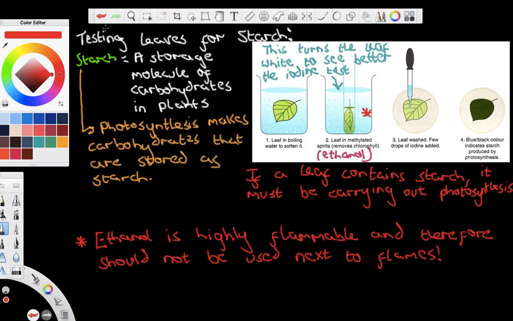So starch is a storage molecule of carbohydrates in plants. Starch is made through photosynthesis. Therefore, if we wanted to see if a plant has been doing photosynthesis, we can test its leaf for starch. We can put the leaf in boiling water to soften it. We can soak it in hot ethanol to remove the chlorophyll to make the leaf white so that we can see the iodine test better. We then add a couple of drops of iodine. If the leaf turns black, starch is in the leaf and therefore it has been doing photosynthesis. Ethanol is highly flammable, therefore you should not use it next to naked flames.